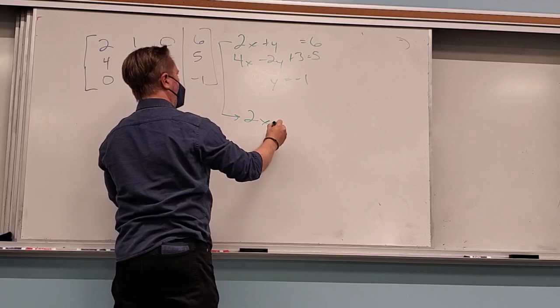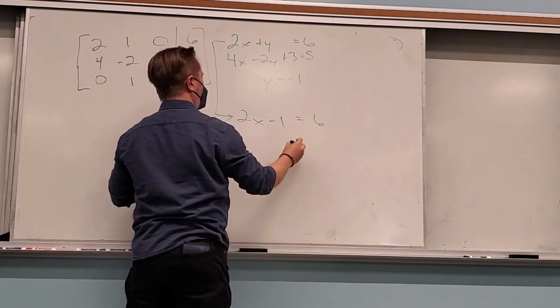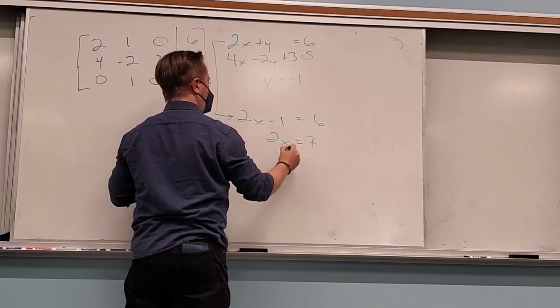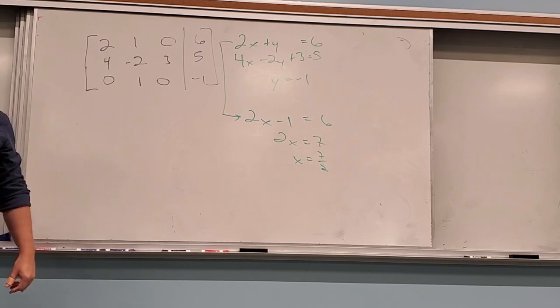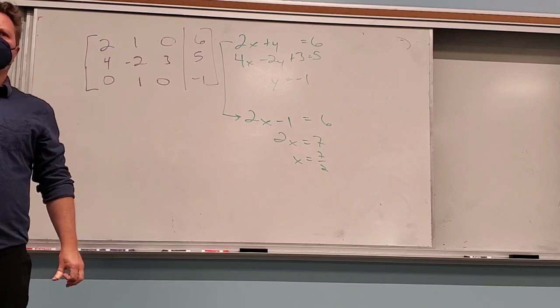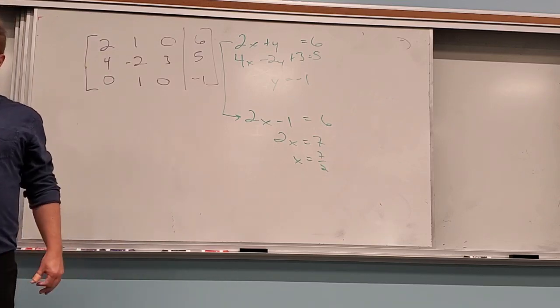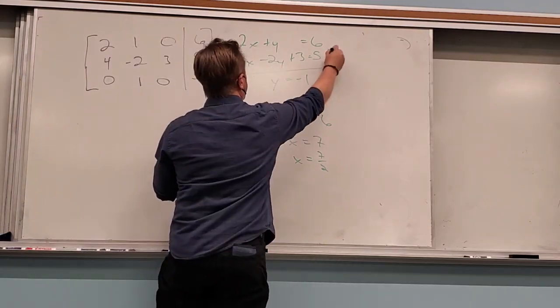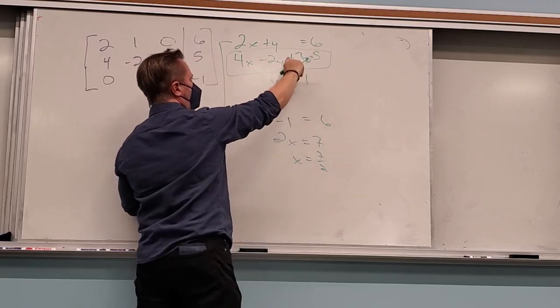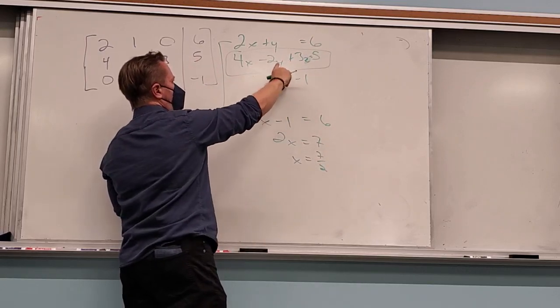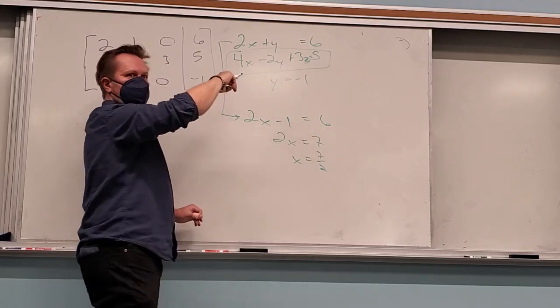2x minus 1, right? So you get 2x equals 7. You get a beautiful fraction. Yeah, there could be fractional answers in these equations. And then what's the only variable that I'm missing? z. How are you going to get z? Use the only equation that has z in it. There it is. So then you can plug in y is negative 1 and x is 7/2.